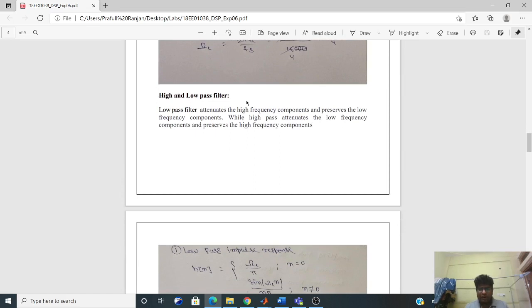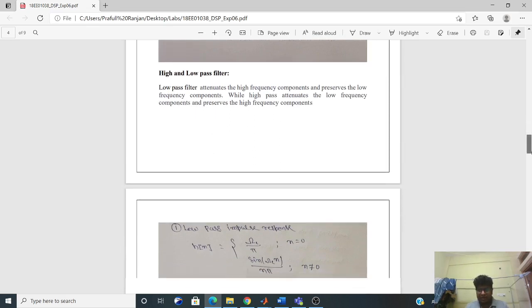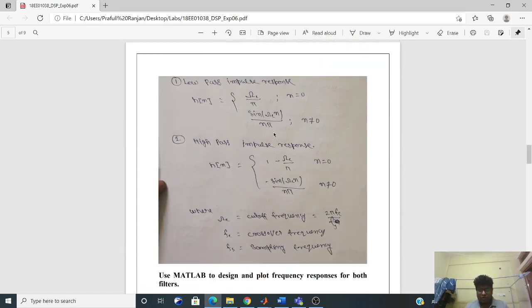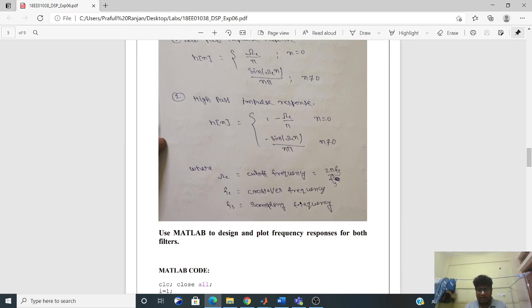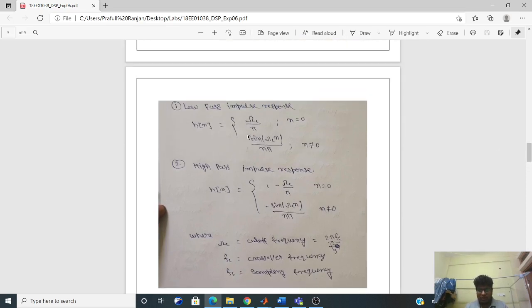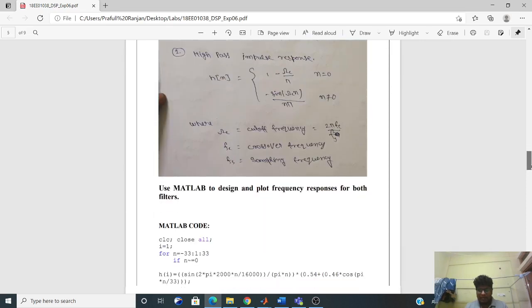We already know what a high pass filter and a low pass filter are. The low pass impulse response can be found by taking the inverse Fourier transform of its response like this, and for the high pass filter it should be like this. So these are the equations for h of n for low pass and high pass.